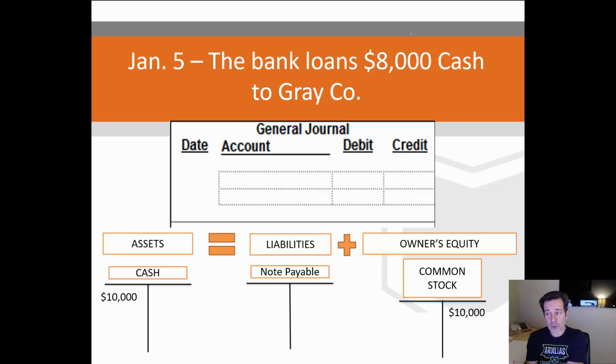Moving ahead, January 5, we got a bank loan. Went to the bank and said, hey, we need money. The bank said, hey, here's a check for $8,000. Pay us back later on plus interest. All right, cool. So what's going on here? Think about what the transaction's saying. We're getting money coming in, and now we owe somebody some money. So what needs to go up? Well, we're getting some cash. Cash is going to go up. So we'll start there. We know how to make cash go up. It goes up on the debit side. $8,000.